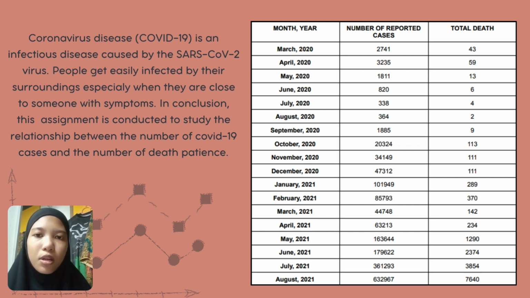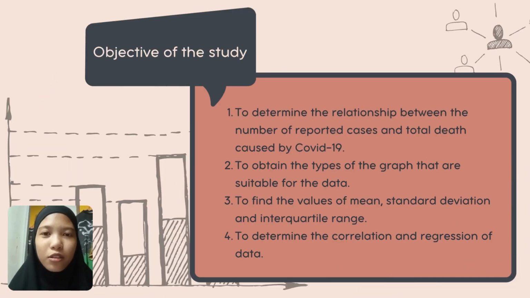So our assignment is about COVID-19 number of cases and also the death number of patients. So what is coronavirus? COVID-19 is an infectious disease caused by the SARS-CoV-2 virus. People get easily infected by the surroundings, especially when they are close to someone with symptoms. In conclusion, this assignment is conducted to study the relationship between the number of COVID-19 cases and the number of death patients.